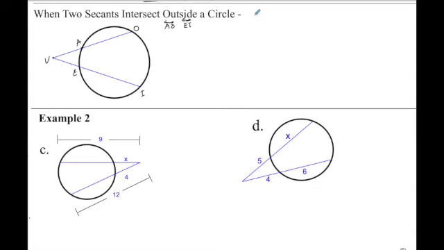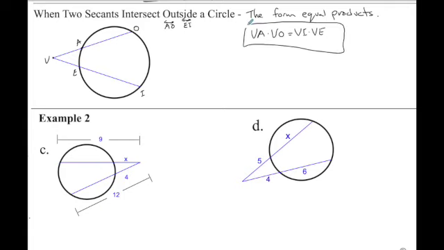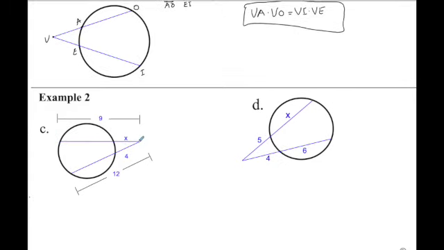So when two segments intersect outside a circle, they form equal products. Those equal products in this case are VA times VO equals VI times VE. This is our formula we're going to use. Let's use it in these two examples right here. In the first case, I'm just going to make sure I label this V, and this would be AO. It doesn't really matter how you label AO as long as that's one line segment that intercepts V, and EI over here.